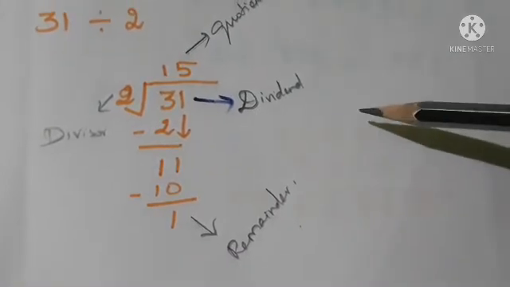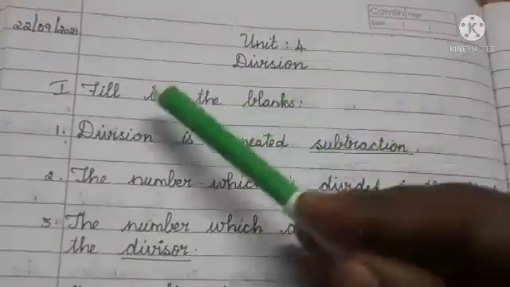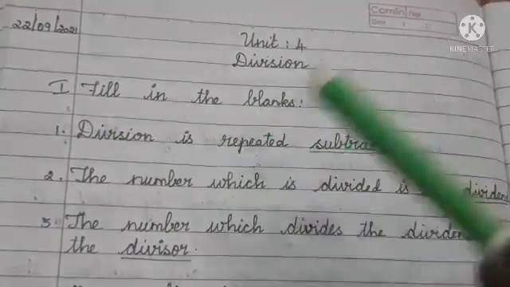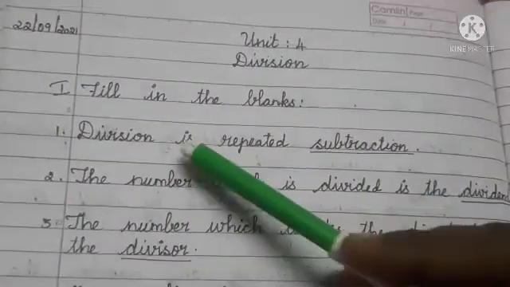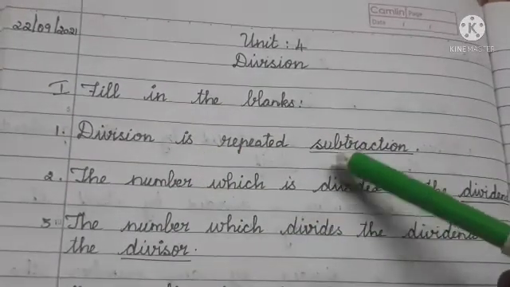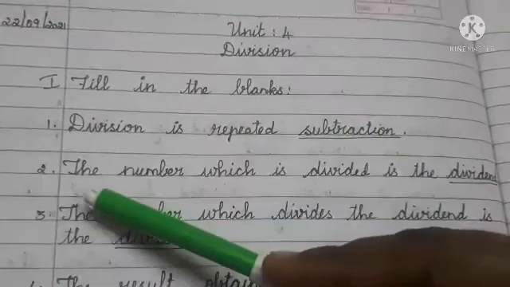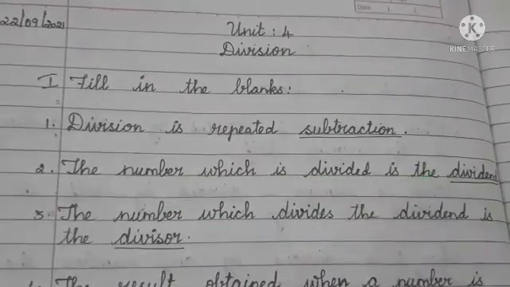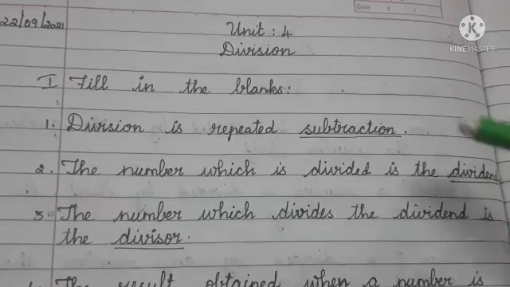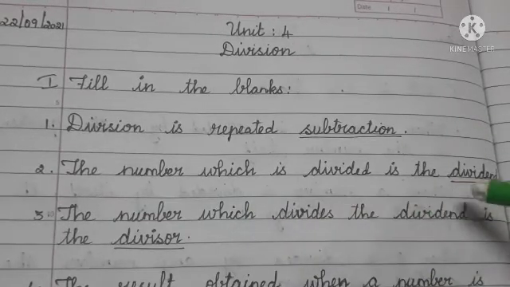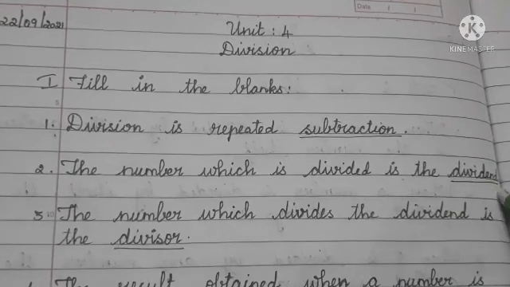Okay, so let us see the fill-ups. Unit 4 is division. Roman numeral 1, fill in the blanks. First question: division is repeated subtraction. Second one: the number which is divided is the dividend. Which number we are going to divide, that is called the dividend. See the spelling of dividend, D-I-V-I-D-E-N-T.